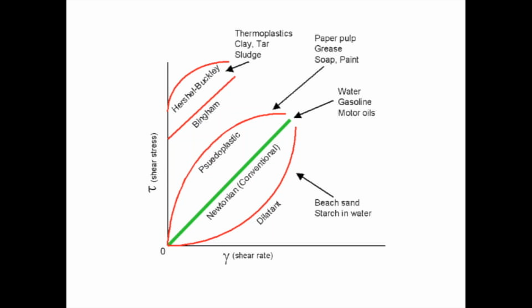For example, water is associated as Newtonian, and the rest, as you see in this curve here, are what we call non-Newtonian fluids. Either it's pseudoplastic or dilatant or Bingham. Bingham means you need to achieve a constant stress, and then flow begins at that particular constant. And then other non-Newtonian fluids, for example, paper pulp, grease, paint, are considered pseudoplastic. On the other hand, beach sand or starch in water is an example of what we call dilatant behavior.